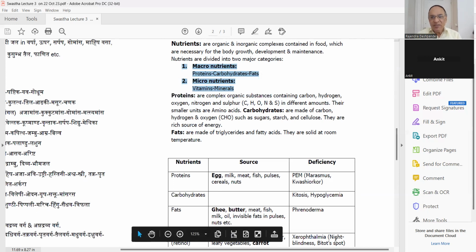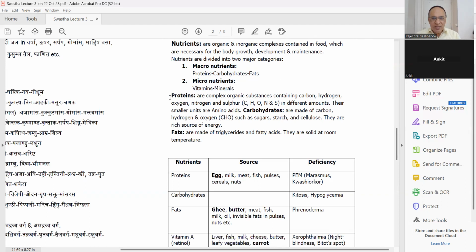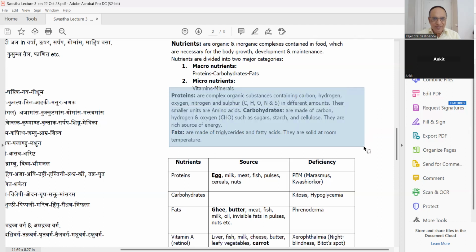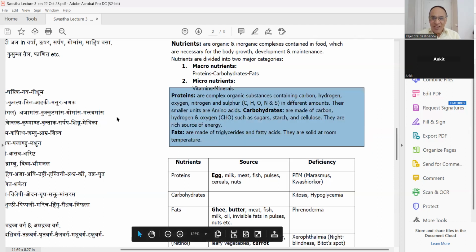Macronutrients, which are having bigger size, that is proteins, carbohydrates, and fats. Can you see here? And micro, vitamins and minerals. Okay, let us discuss one by one. First, we will try to see here. Just wait, my dear friends. Now you can see very easily.